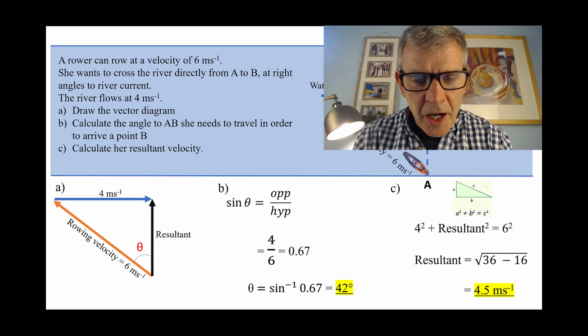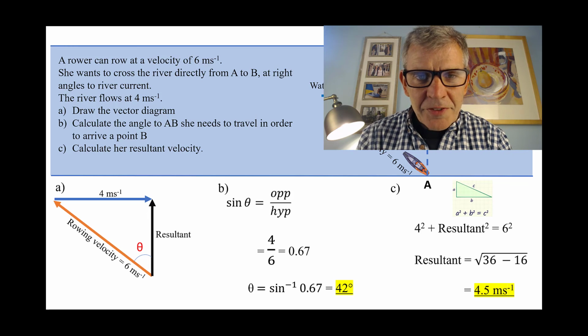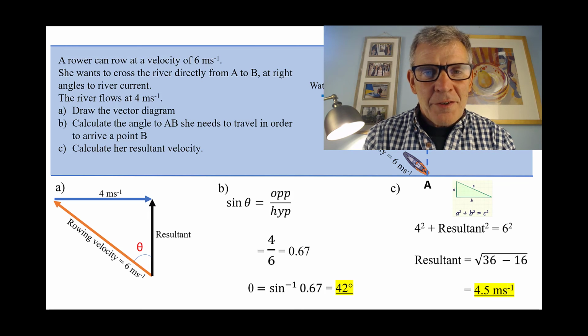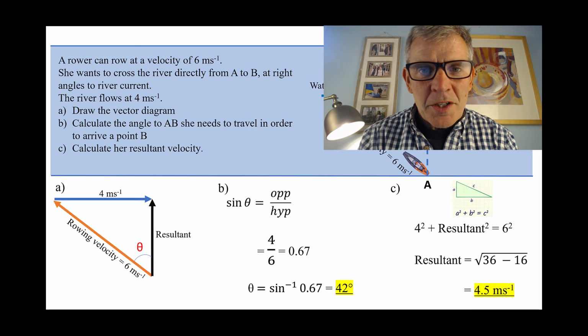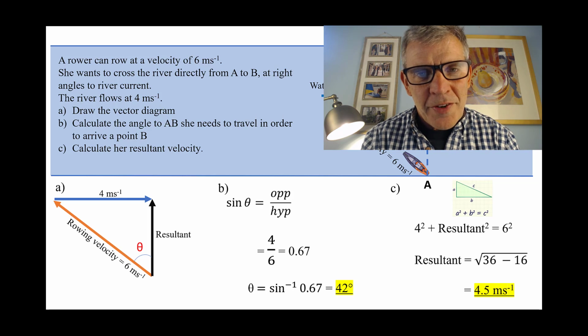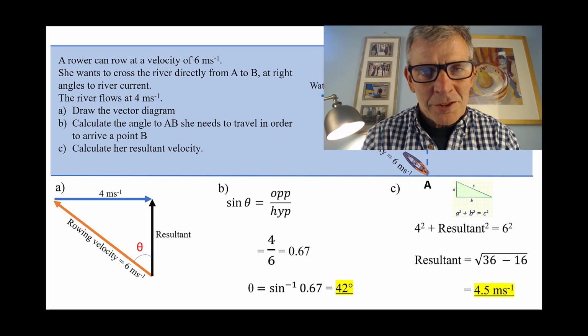Well, there we are. I hope that's been useful. As I've said, the issue with this question is that they give you the resultant velocity in the question, and you've got to work out the vector that contributes to that resultant velocity.